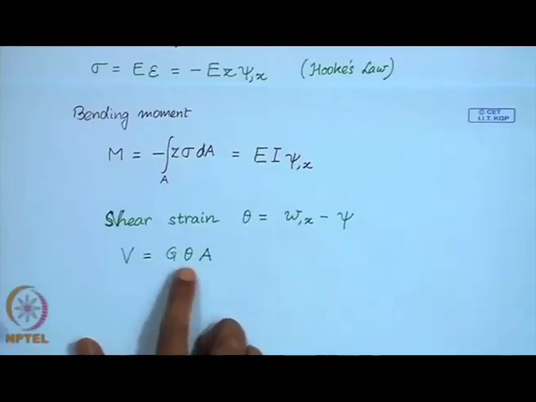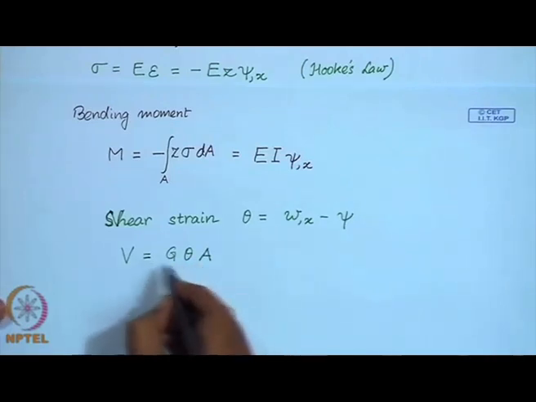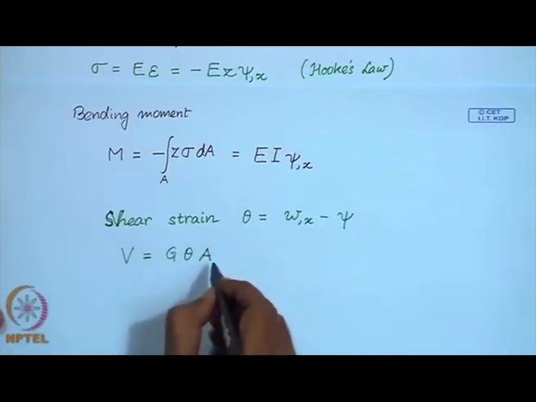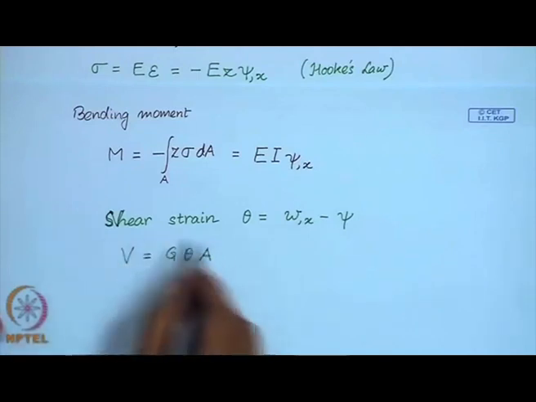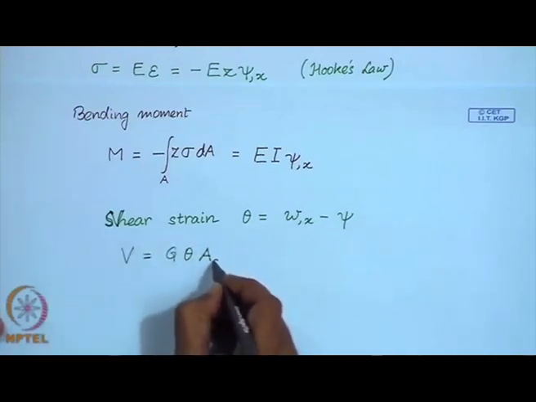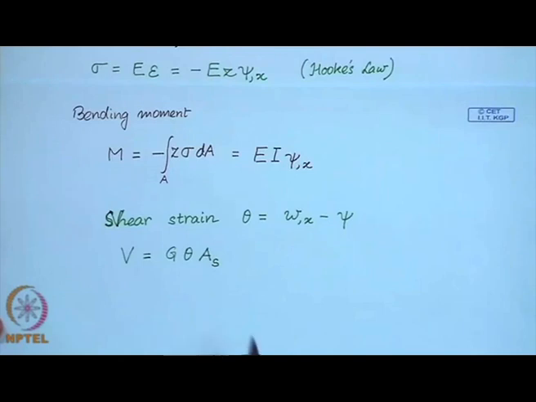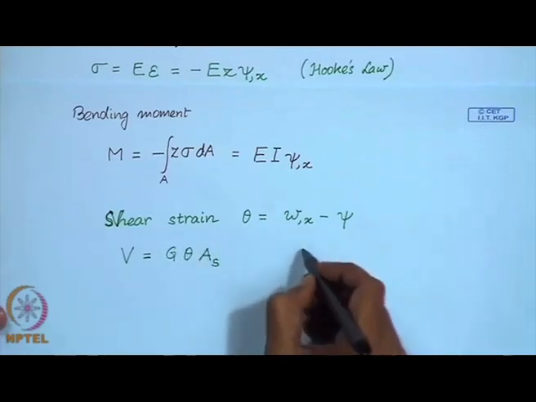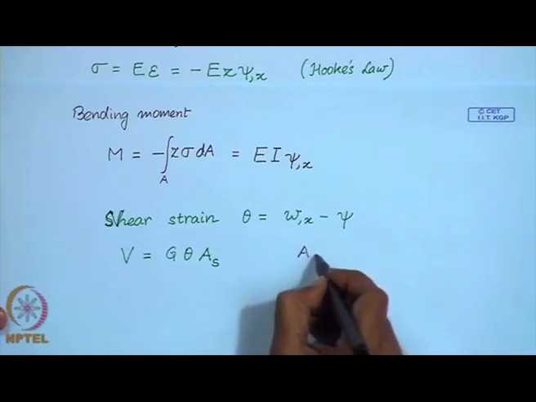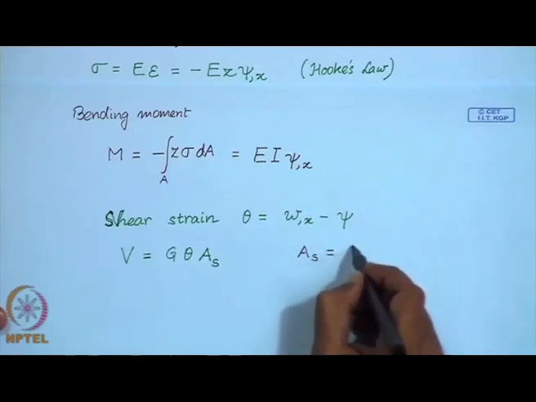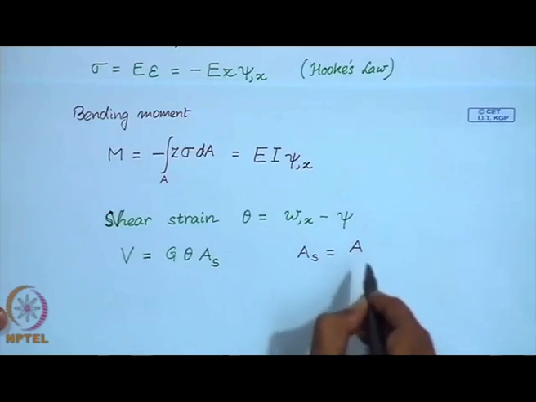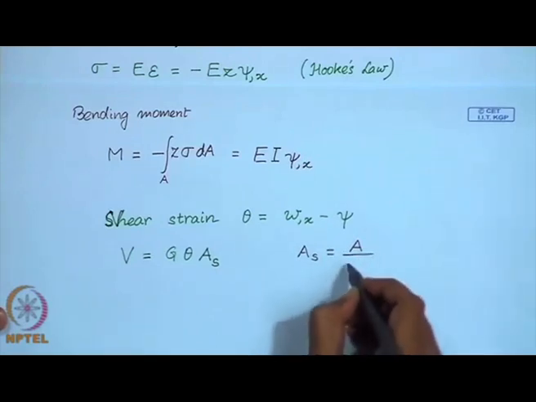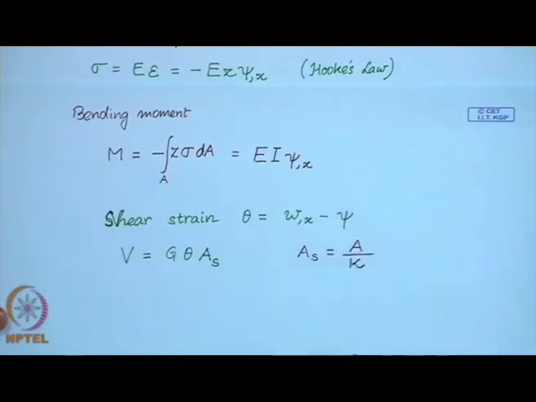So, what we do to remedy this problem and to keep the formulation very simple, we introduce what is known as a shear correction factor. We calculate a corrected area, where A S is the actual area of cross section of the beam divided by a factor kappa, where kappa is known as the shear correction factor.